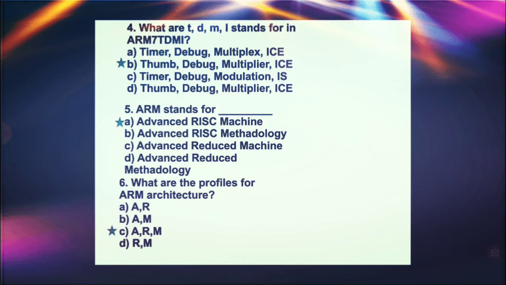ARM stands for: Advanced Risk Machine, Advanced Risk Methodology, Advanced Reduced Machine, Advanced Reduced Methodology. The correct answer is A, Advanced Risk Machine. What are the profiles of the ARM architecture? Options are AR, AM, A R M. The correct profile is A, R, M.